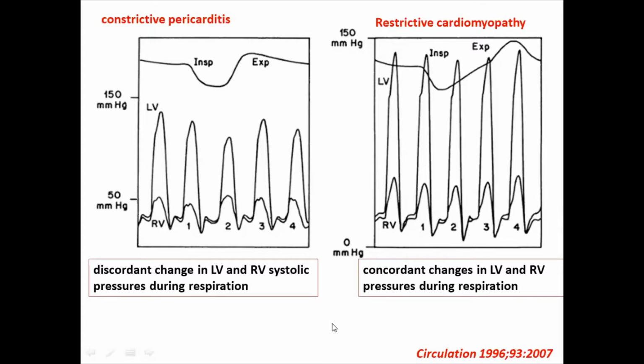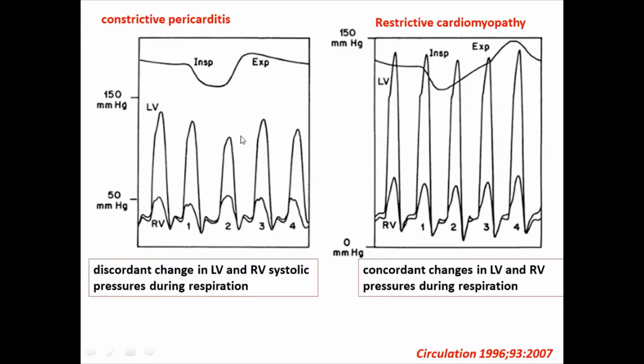Because we have constrictive pericarditis and the pericardium is constricting the expansion of the ventricles, with increasing volume in the right side, to adapt to this increased volume, the septum has to move from the right ventricle towards the left ventricle. This will lead to decreased volume in the left side. So with inspiration, I have increase in the right ventricular pressure and decrease in LV pressure. And this is discordant. So discordant change in LV and RV systolic pressure during respiration.